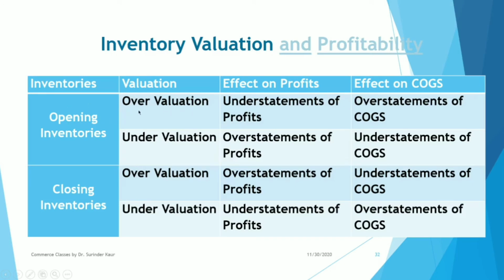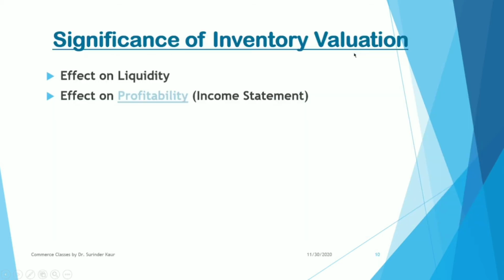Opening inventories, if they are overvalued, will result in overstatement of cost of goods sold and understatement of profits. Whereas undervaluation of opening inventories will lead to understatement of cost of goods sold and overstatement of profits, because opening inventories are directly related with cost of goods sold. But when we talk about closing inventories, the relationship is reverse. Closing inventories are indirectly or negatively related to cost of goods sold. So the higher the valuation of closing inventories, the lesser will be the cost of goods sold and more profit will be there. So this is very important to understand: inventories should be valued properly if we want to show income properly.